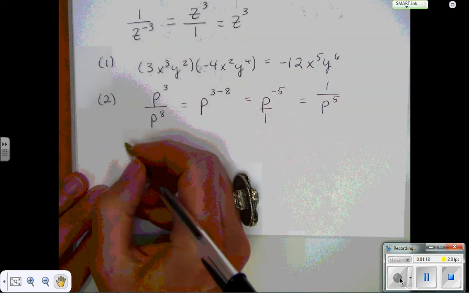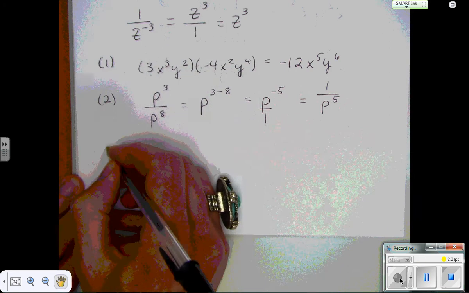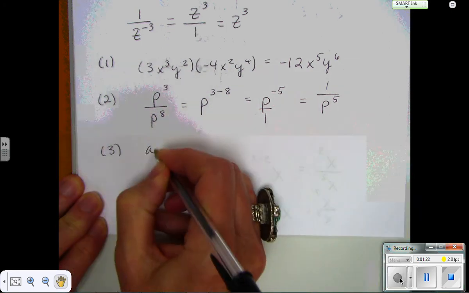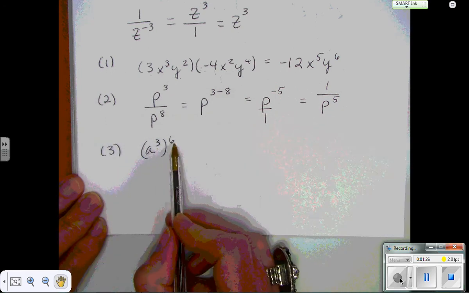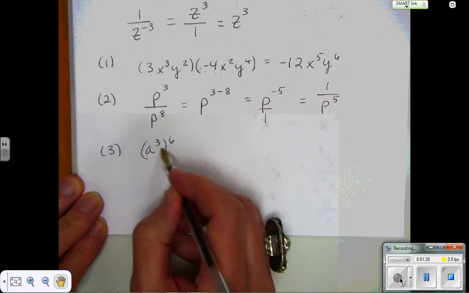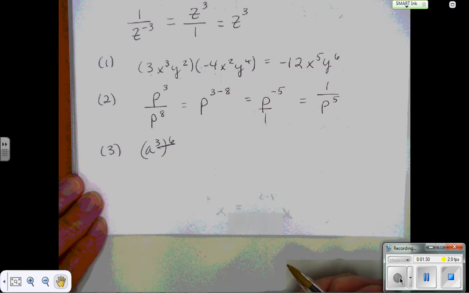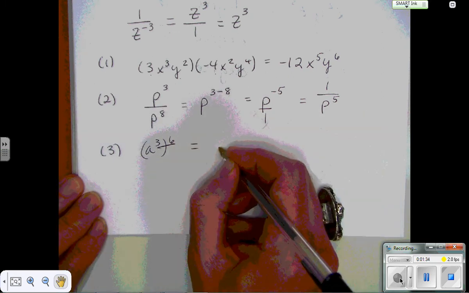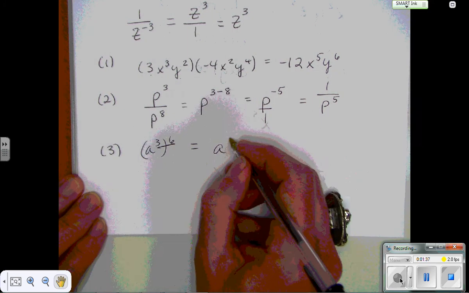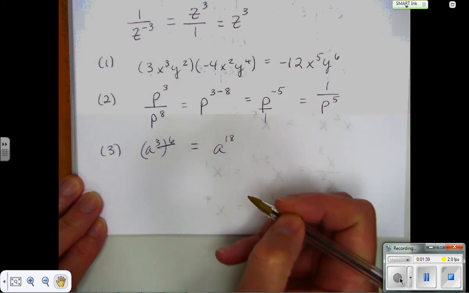Okay, so let's look at number 3. a to the third, to the sixth power. So I have a power raised to a power. They're written right next to each other. There's nothing in between except for that parenthesis. So I multiply those two exponents together, and your simplified monomial is going to be a to the 18th power.